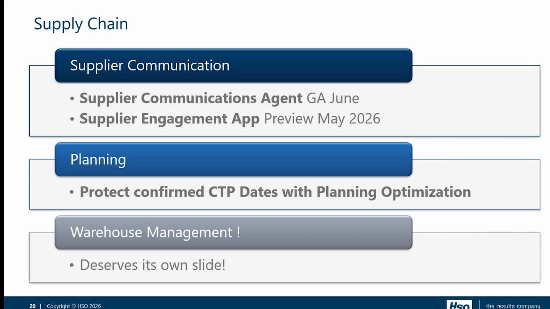So with this feature, planning optimization now protects material and capacity allocated to sales order lines with delivery dates confirmed. So it basically prevents you reallocating these resources to newer orders, which would cause you significant issues with your customers. So now your confirmed delivery dates should stay reliable. Customer commitments are honoured. But I think warehouse management for once deserved its own slide.